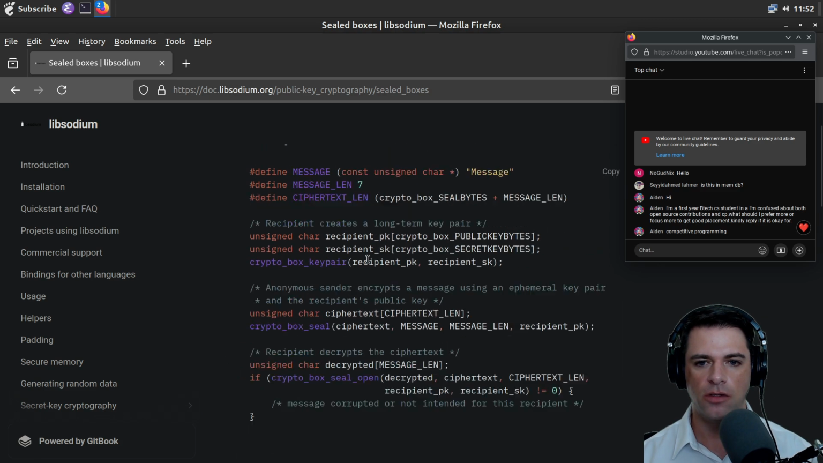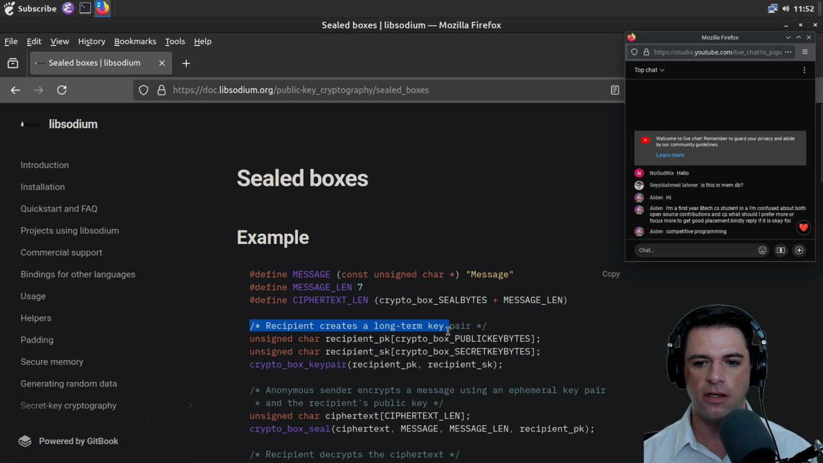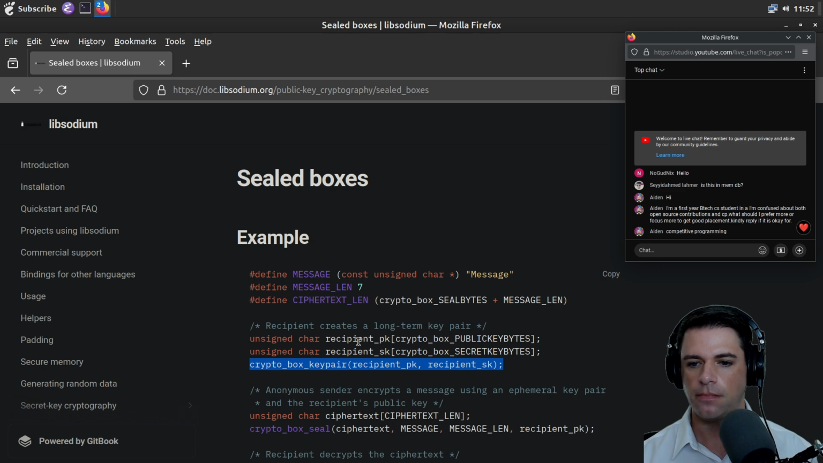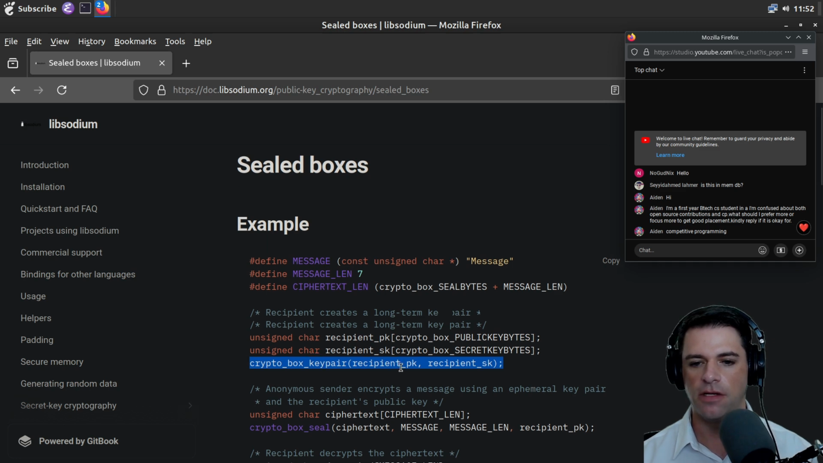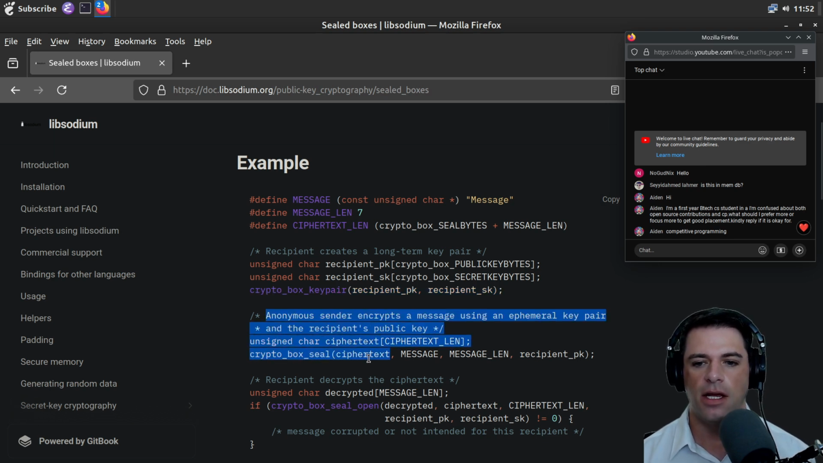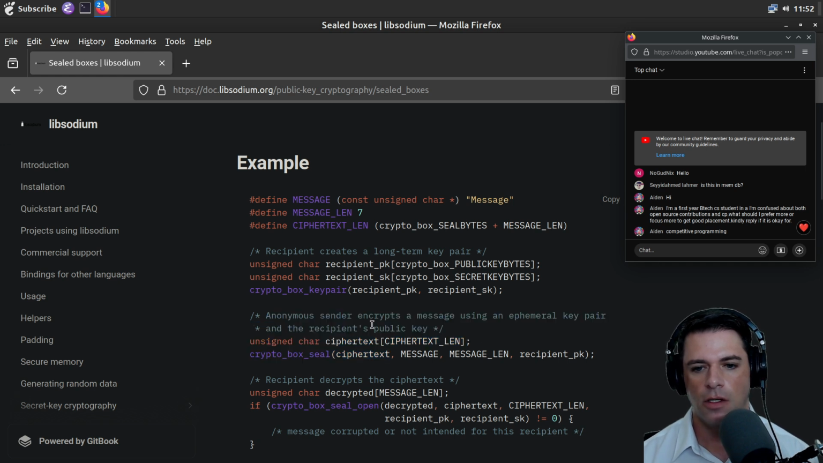Okay, so here's how it's called. Recipient creates a long-term key pair. Okay, so SK is, I guess, secret bytes. PK is public bytes. So we create this public key and the secret key, and we pass that to CryptoBox key pair. And then anonymous sender encrypts a message using an ephemeral key pair and the recipient's public key.